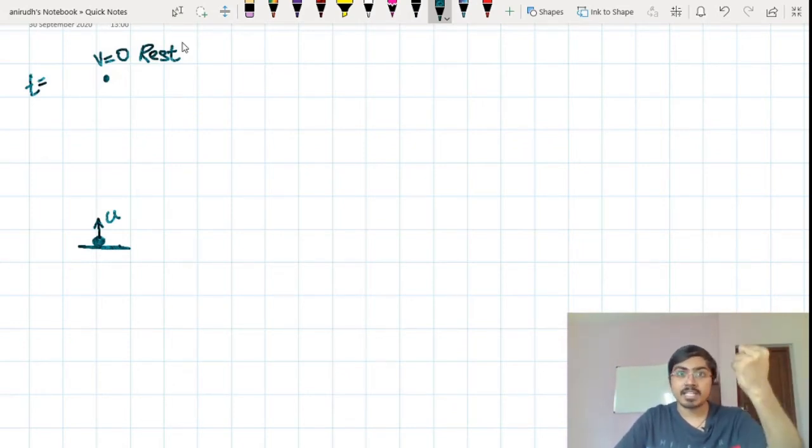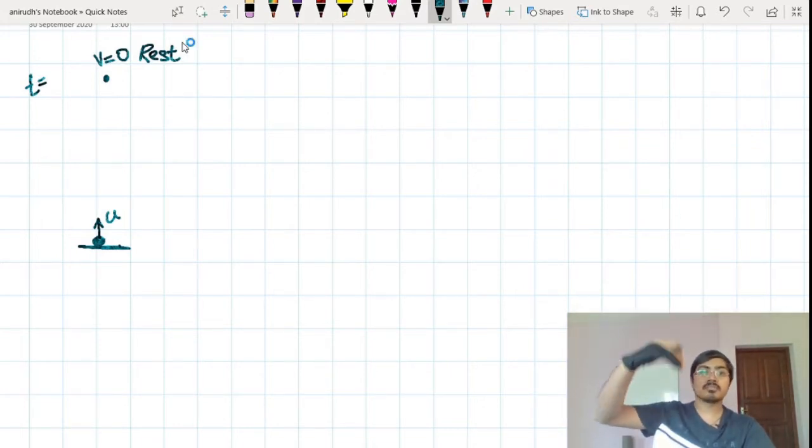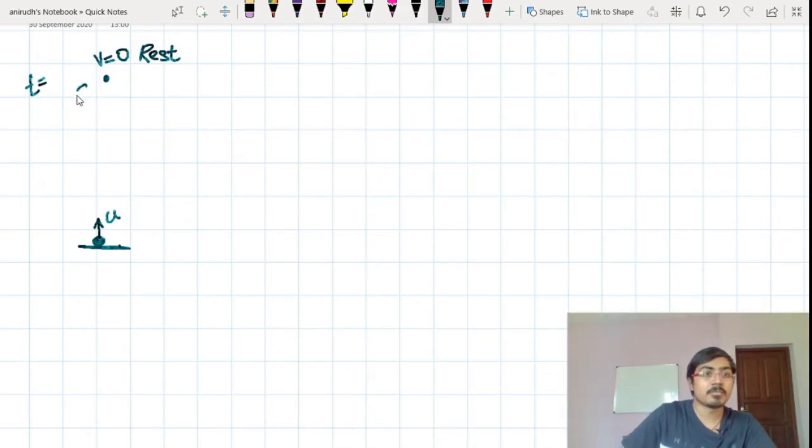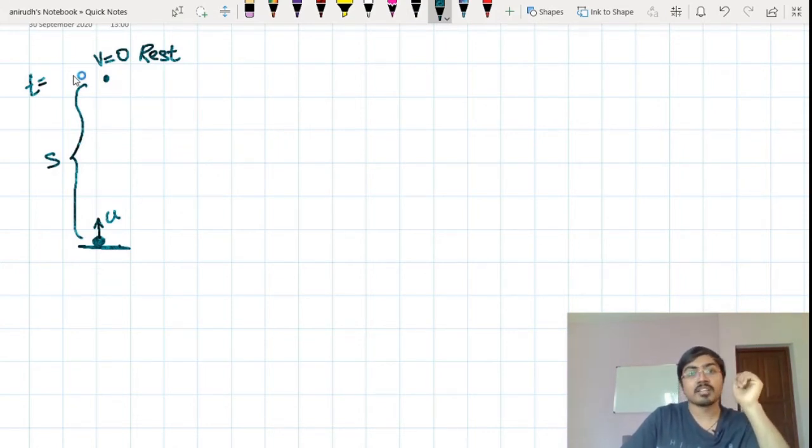Acceleration due to gravity is acting in the downward direction. So I can say it goes till this point. Let us say s distance has been covered by it, and at the topmost point it comes to a rest. What is the time taken to reach there? v is equal to u minus gt. So this is equal to 0. Time taken to reach the topmost point is u by g.